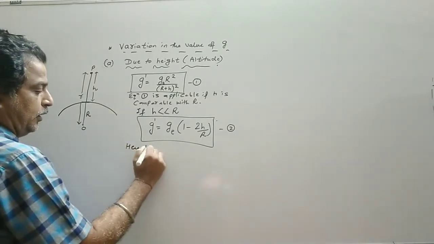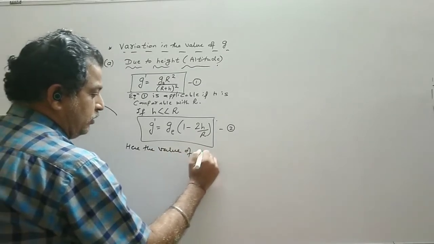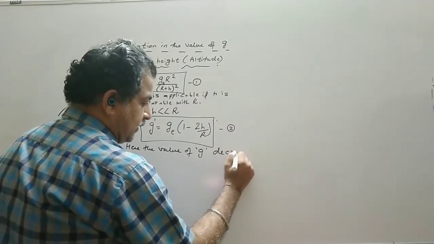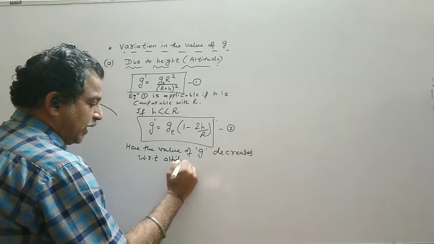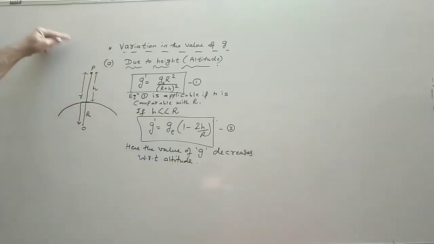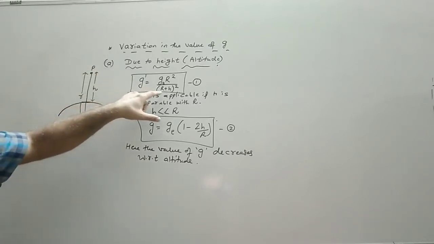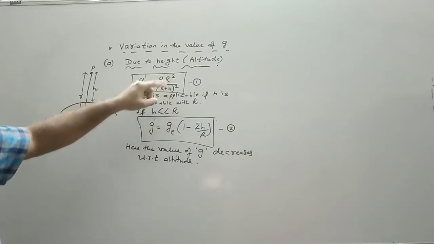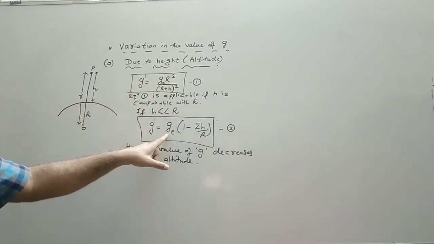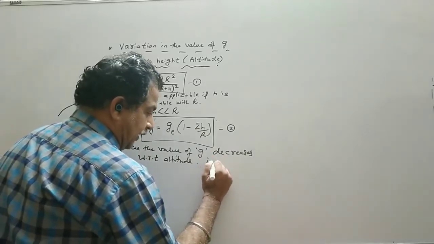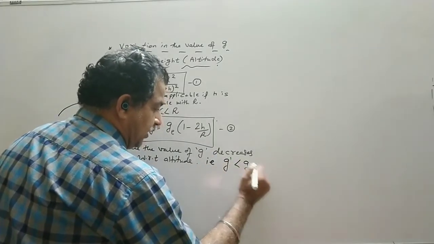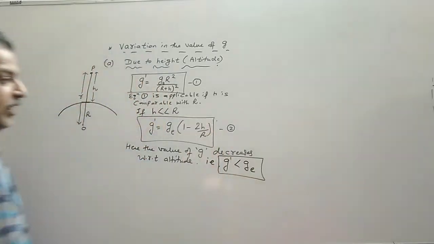Here the value of g decreases with respect to altitude or height. As you move away from the surface of the earth, the value of g is going to decrease. In the first formula, the denominator R plus h is more than the numerator. In the second, if you open the bracket, this is ge minus something. Again the value of g dash is less than the value of g. So this is the variation.